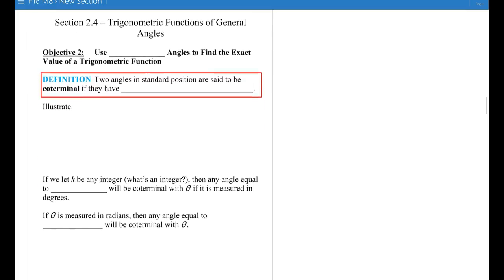So then objective 2 is going to be to use coterminal angles to find the exact value of a trig function. So two angles in standard position are said to be coterminal if they have the same terminal side.